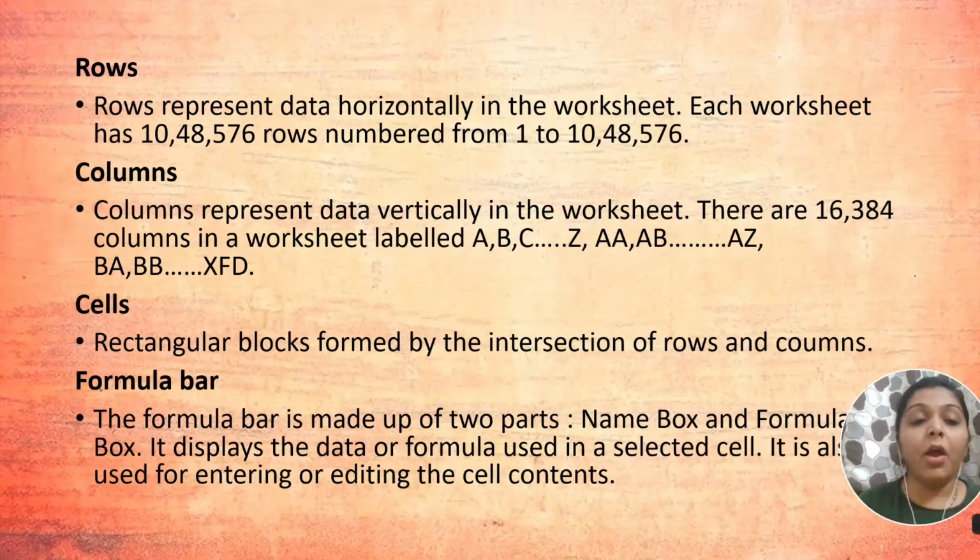Next one is the columns. Columns represent data vertically in the worksheet. There are 16,384 columns labeled as A, B, C till Z, then AA, AB till AZ and so on. Okay. And the next one is cells. A cell is a rectangular box formed by the intersection of rows and columns.